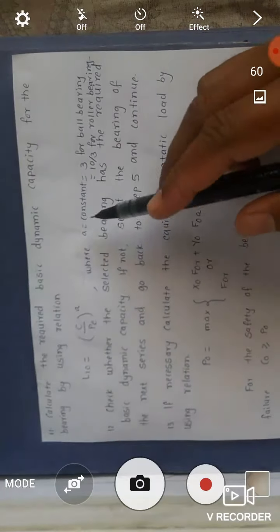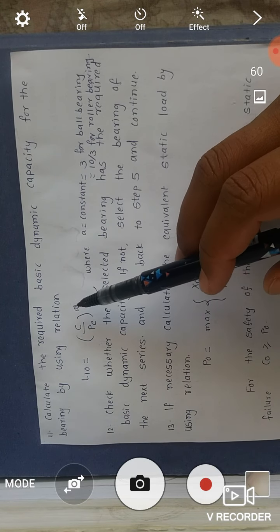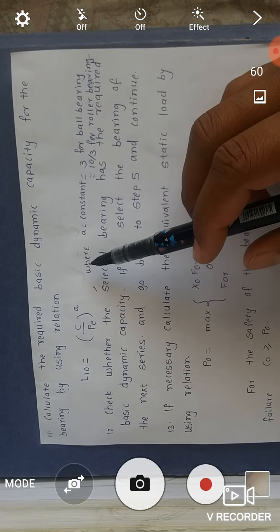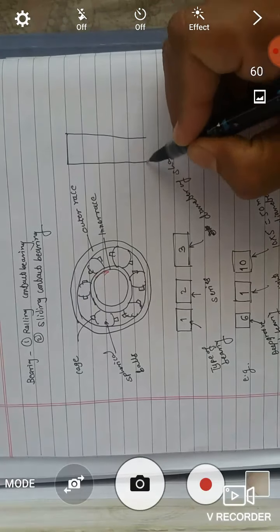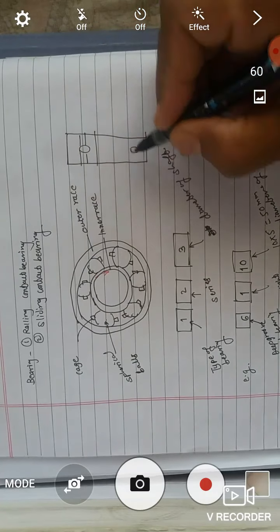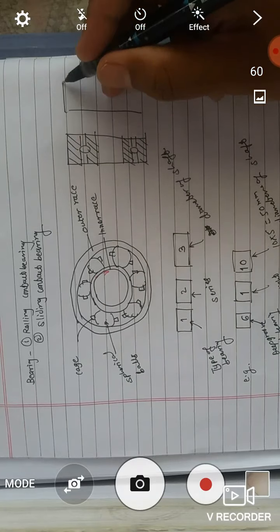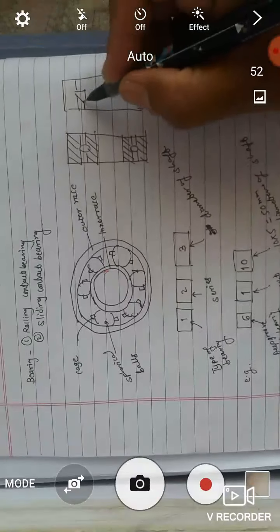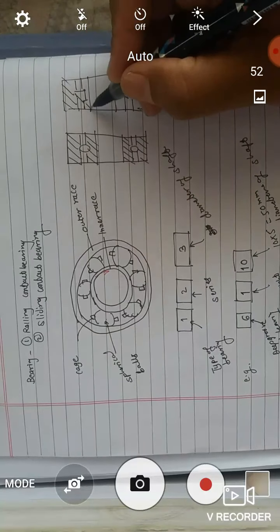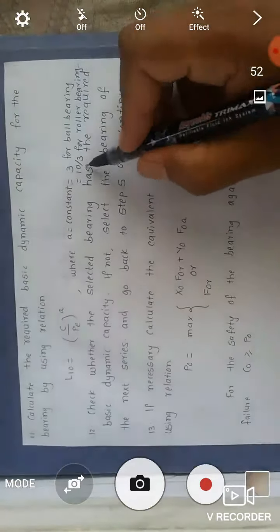Next is to calculate the required basic dynamic capacity for the bearing by using the relation L10 is equal to (C upon PE) raised to a, where this a is a constant and depends on the type of bearing, that is ball bearing or roller bearing. If we observe this diagram, here balls are provided, and if we see the side view, then balls are provided. But in place of these balls, if we provide rollers like this, that type of bearing is called a roller bearing. And for that roller bearing, this a value is different, that is 10 upon 3.